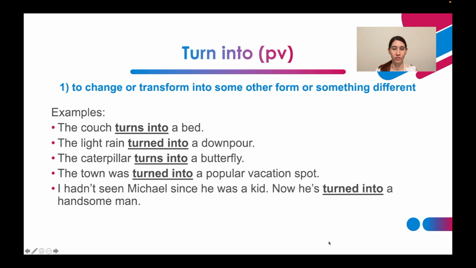Turn into. This is a phrasal verb. PV means phrasal verb. If you forgot, a phrasal verb is two words. First word is a verb, like turn. Second word is a preposition, like into. Turn into. The first meaning of this phrasal verb is to change or transform into some other form or something different. For example, the couch turns into a bed. It's a couch, but it transforms into a bed.